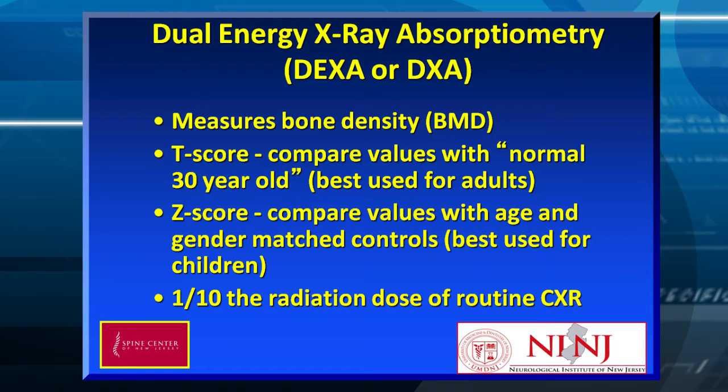You want to use T-scores. You don't want to use Z-scores. A T-score is matched to a normal 30-year-old, and those are the numbers you want to use for adult patients with deformity. A Z-score is more for age-matched comparison, and you typically would use that with children. As a general rule, when I get a DEXA report, I'm looking at the T-score. Anything positive to minus 0.9 is normal. From minus 1.0 to minus 2.4 is osteopenia, and minus 2.5 or more negative than that is osteoporosis. And that's the World Health Organization that puts out that information.